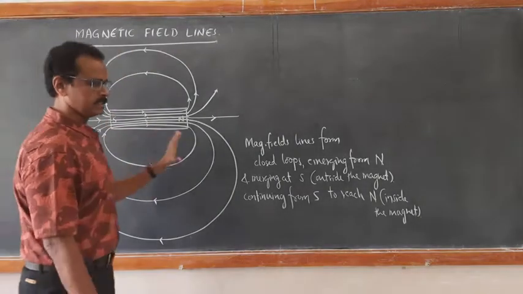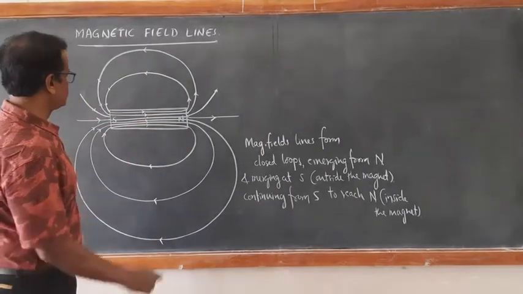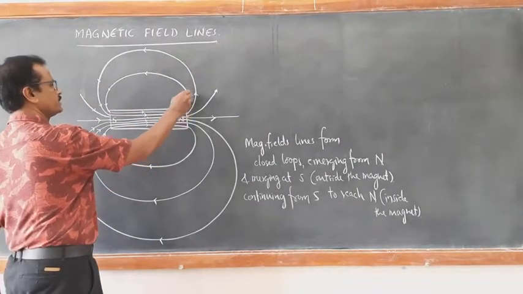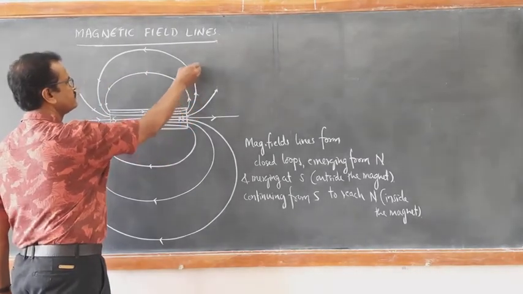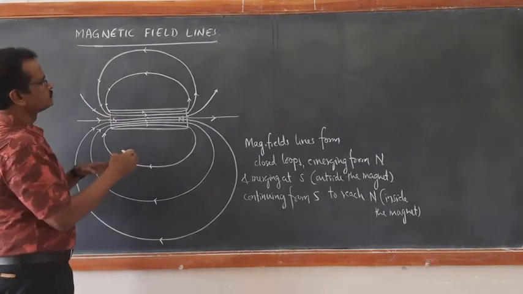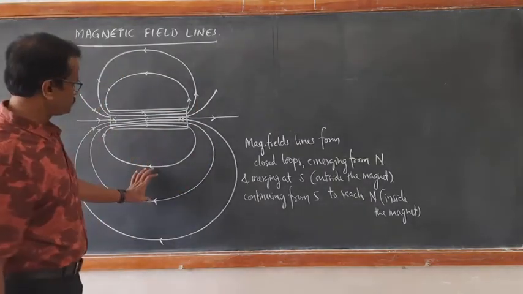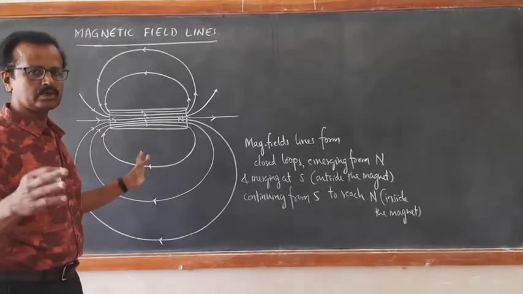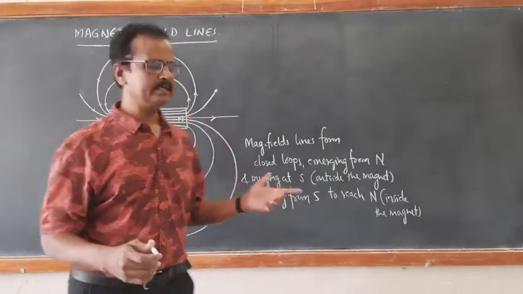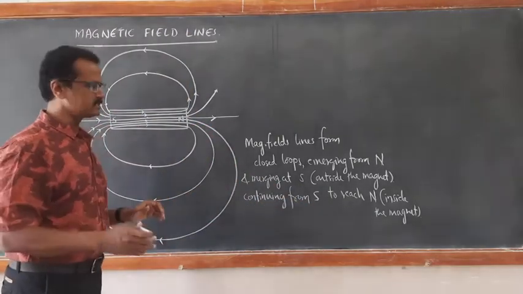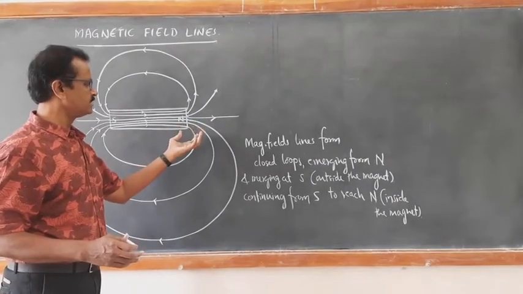And one more interesting thing, please note down. Wherever you see the magnetic field lines, they are forming closed loops. Those which are very close to the magnet form smaller loops, and these magnetic field lines become larger and larger loops, and the spacing between the field lines goes on increasing as you go away from the magnet. As you go away from the magnet, spacing between the field lines increases. As you come closer to the magnet, the spacing between the field lines decreases.